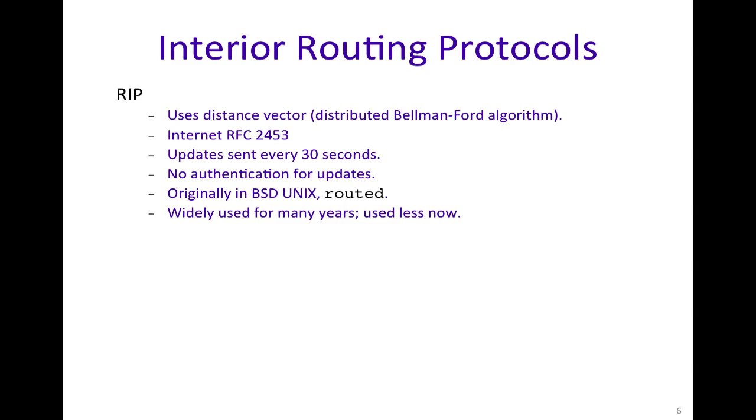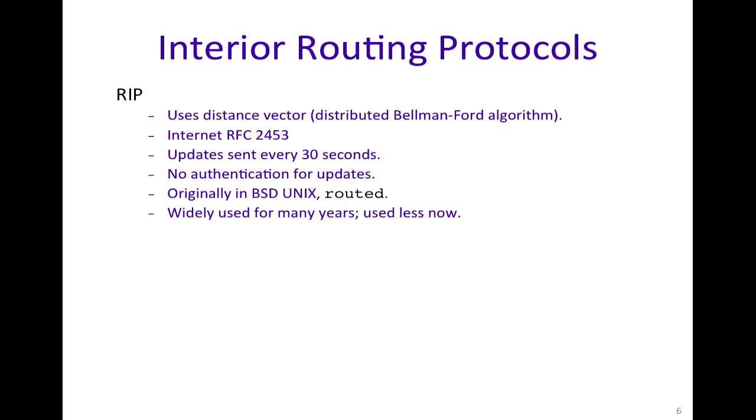Now we know the basic structure, let's look at the interior routing protocols. I've already mentioned RIP, or the Routing Information Protocol, and this was the first widely used interior routing protocol in the Internet. It uses distance vector, in particular the distributed Bellman-Ford algorithm. It's described by an Internet RFC. This is actually version 2 of RIP, which is the one most widely used.